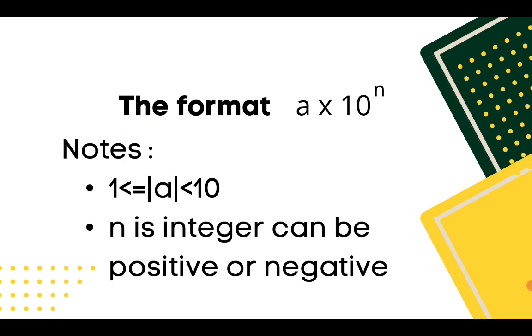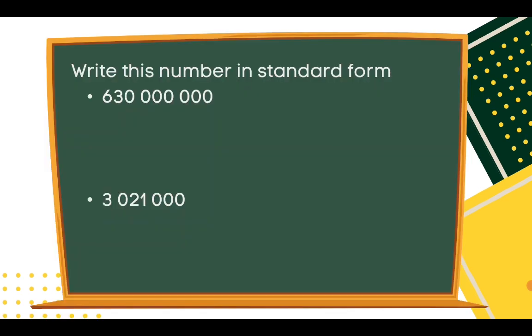And the power of 10, 10 to the power of n, the value of n is integer, or we can call it as whole number, and it can be positive, it can be negative. As a note, if you're having a positive integer for the n, it means you're dealing with a huge number. And then when you're dealing with a negative integer, then you know what, actually you deal with a tiny number. Now we will go directly to the questions.